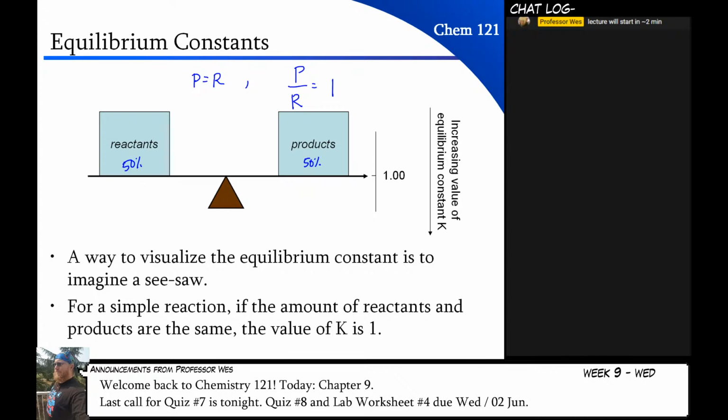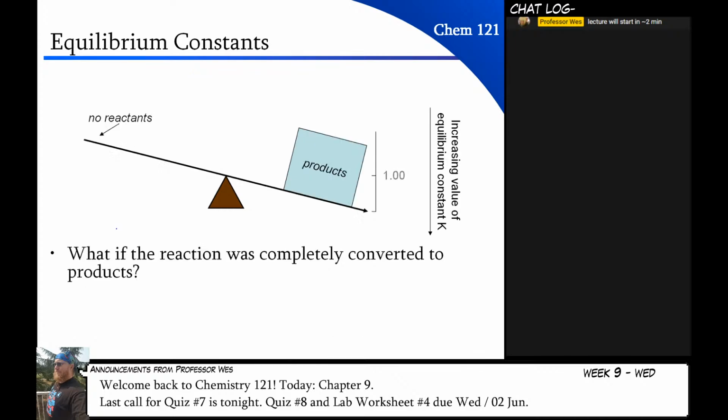Okay, let's look at a different situation here. What if I have all products? I've consumed all of the reactants and there are only products. What's the maximum number that I can have? So if this is 100% and this is 0, products over reactants would equal the equilibrium constant, which would be 100% divided by 0%.